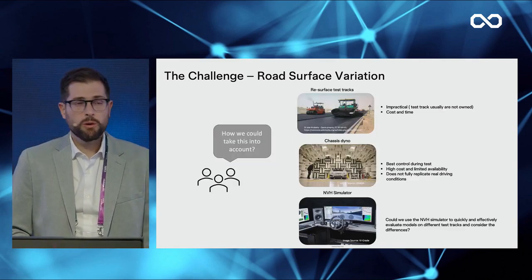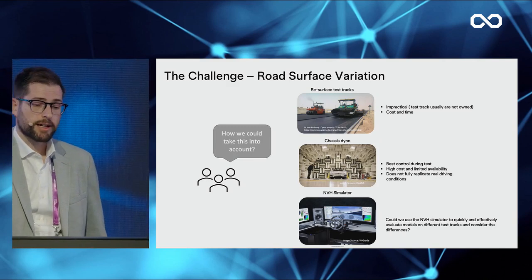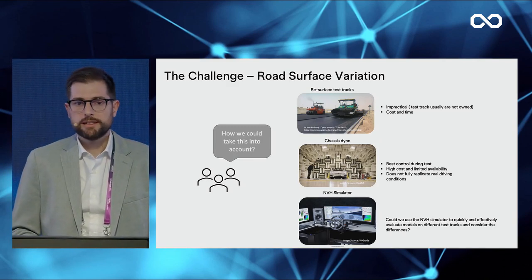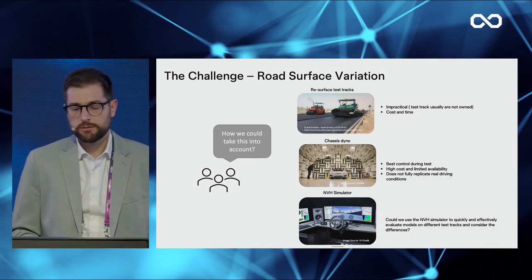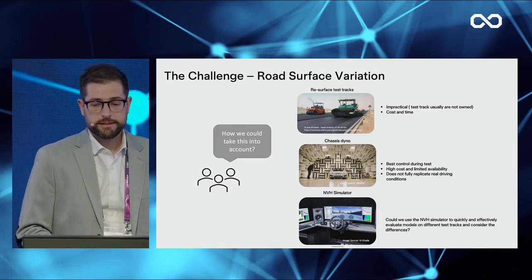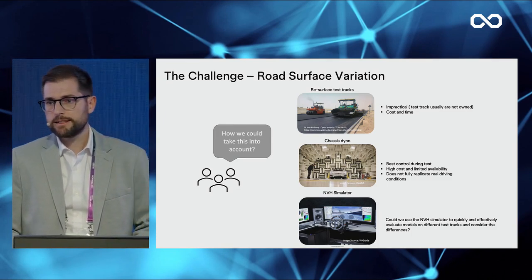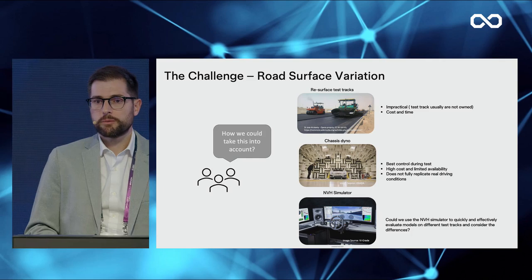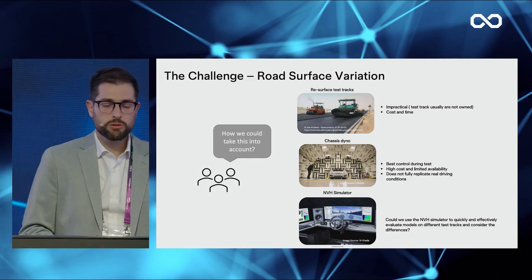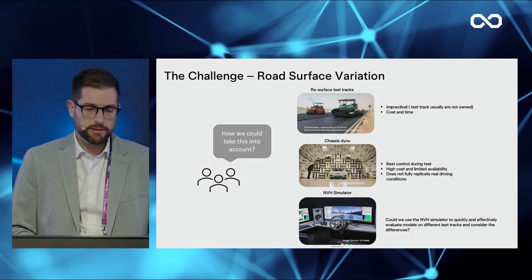So how could we take this into account? In theory, we could think, okay, let's resurface all the tracks where we usually test to have the same road surface characteristics. But in practice, this is unrealistic because test tracks are usually not owned, and the cost and timing to do so are really extensive.